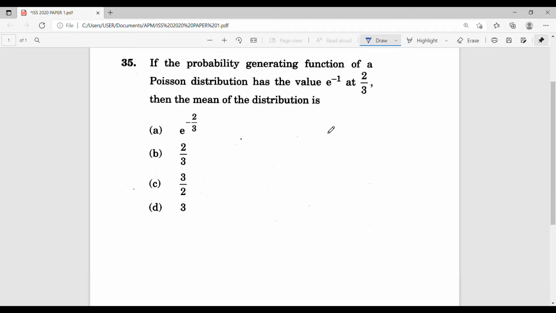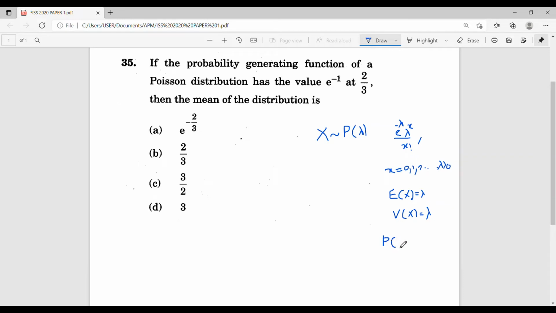Suppose X is a random variable that follows the Poisson distribution with the parameter lambda. The probability mass function is e power minus lambda, lambda power x divided by x factorial, where x ranges over 0, 1, 2, etc., and lambda is greater than 0. The mean, the expected value of X, is equal to lambda. Also, the variance of X is equal to lambda.